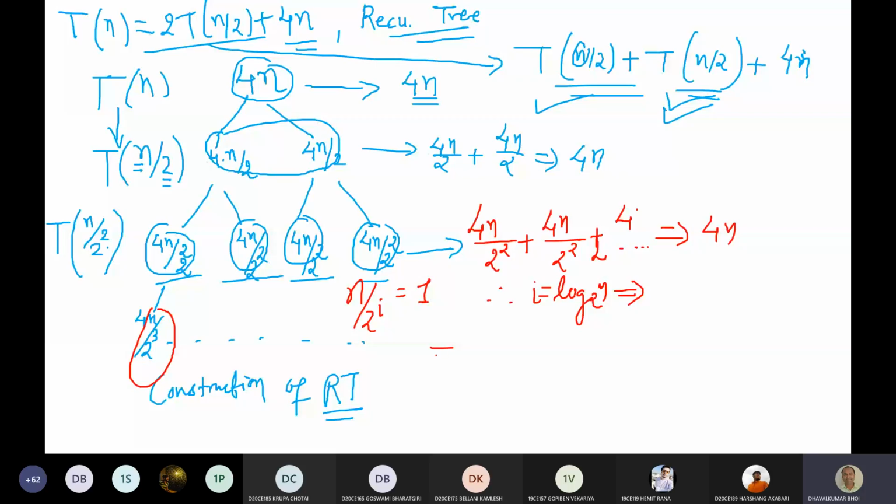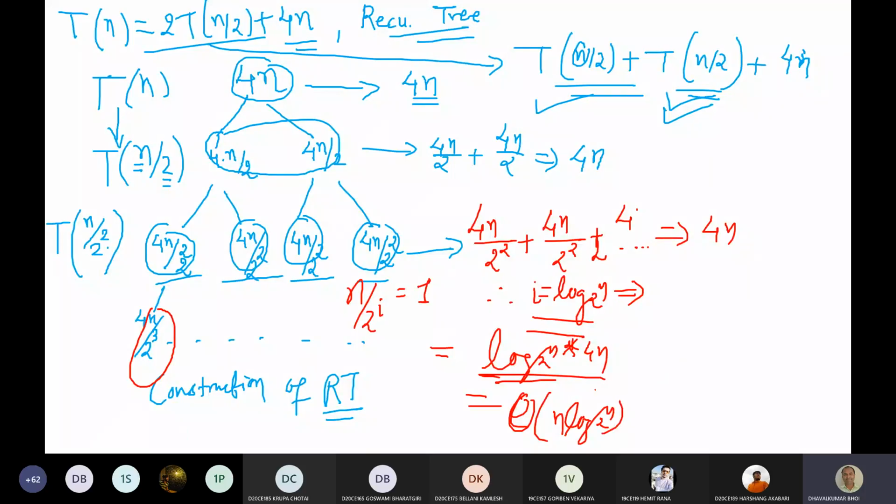The time complexity is going to be the depth of the tree, that is log n base 2, multiplied by 4n. This is one way to solve this, and you can write that the time complexity is order of n log n base 2. We can ignore the constant value. But now I am going to explain another technique. Let me take a different color pen so that we can highlight it properly. Another way to solve the same thing.